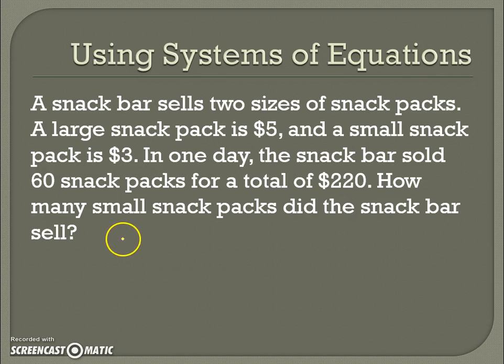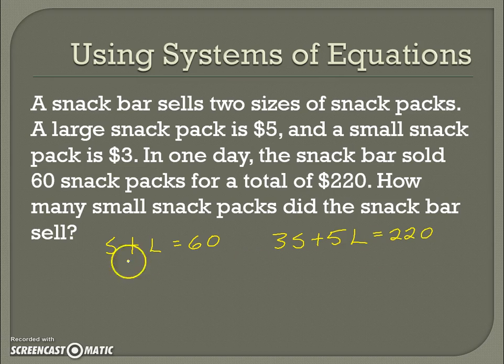All right, so I know that the total of small plus large is 60 snack packs. That's the total that they sold all together. And then I also know that a small is $3, so 3 times S plus 5 times a large was $220.